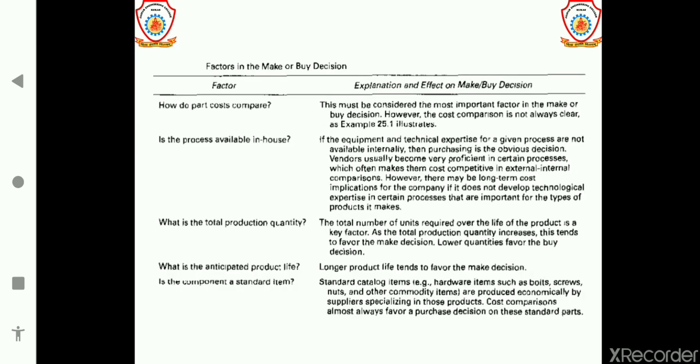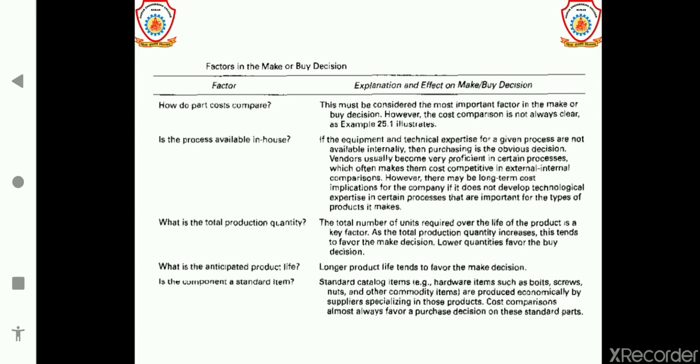Now, these are the factors, or some questions, that show us whether we should buy the part or manufacture the part. First is, how do part costs compare? In this, we compare the purchasing decision as well as the manufacturing decision on the basis of the cost involved in it.